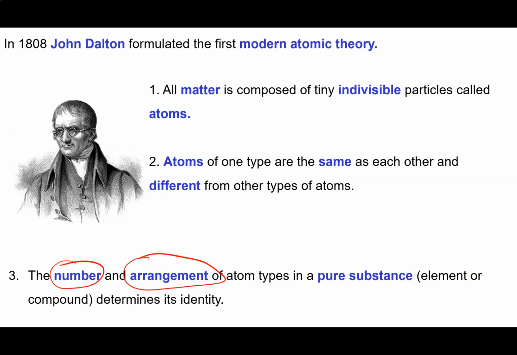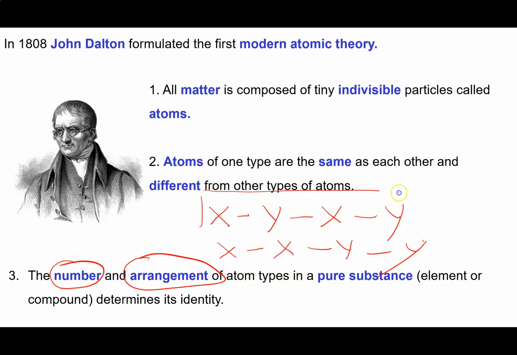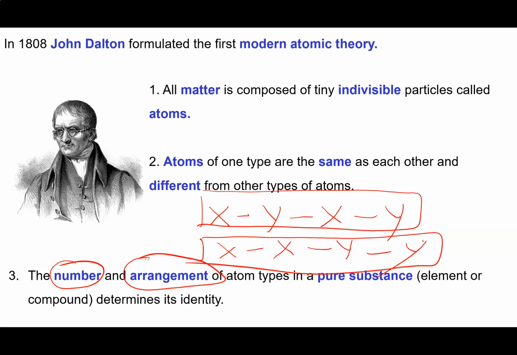So you can think about this. If I'm connecting, say, X's and Y's, I could connect them in an alternating pattern like that, or I could connect them where we put all the Y's first and then we follow that up with all of the X's, and then we follow that up with all of the Y's. And in John Dalton's mind, these are two different things, and that kind of makes sense, right?